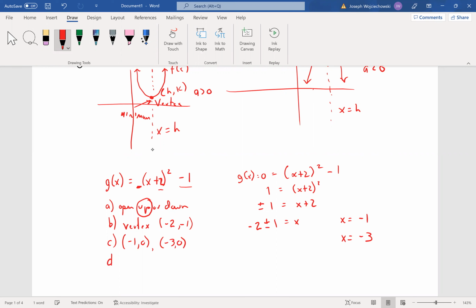Okay, next let's look at y-intercepts. For y-intercepts, we set x equal to 0. So I got g of 0 is equal to 0 plus 2 squared minus 1, is equal to 2 squared is 4 minus 1, equal to 3. So in this case, we have 0, 3 for the y-intercept.